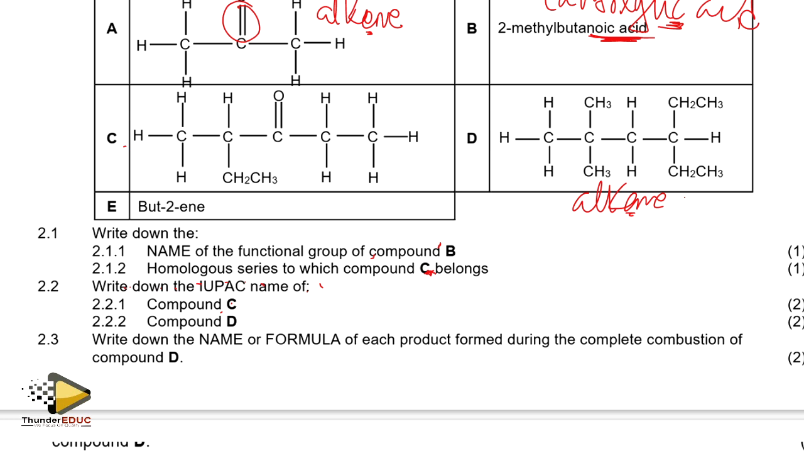Find the longest chain. One, two, three, four, five. Do you think that's the longest chain? I don't think so. One, two, three, four, five, six. So the longest chain has six carbon atoms. Did you identify it? All right. So six carbon atoms, so it's going to become hexane. This is going to be our longest chain.